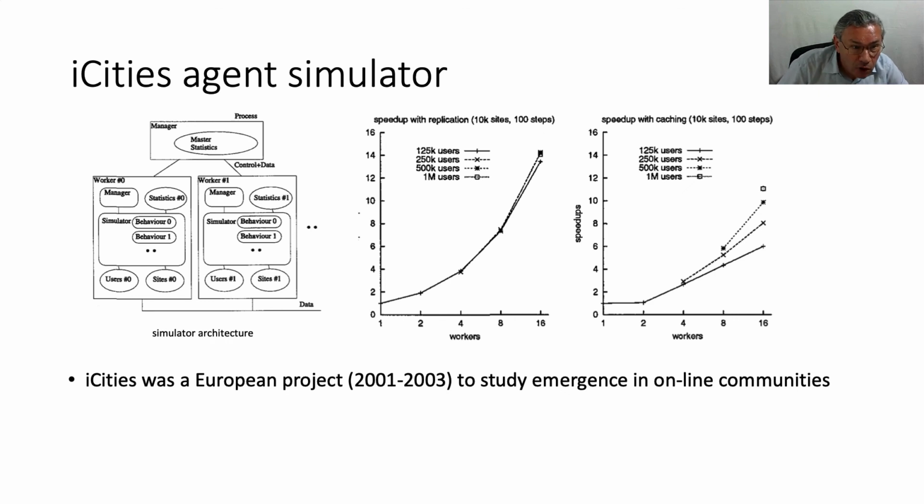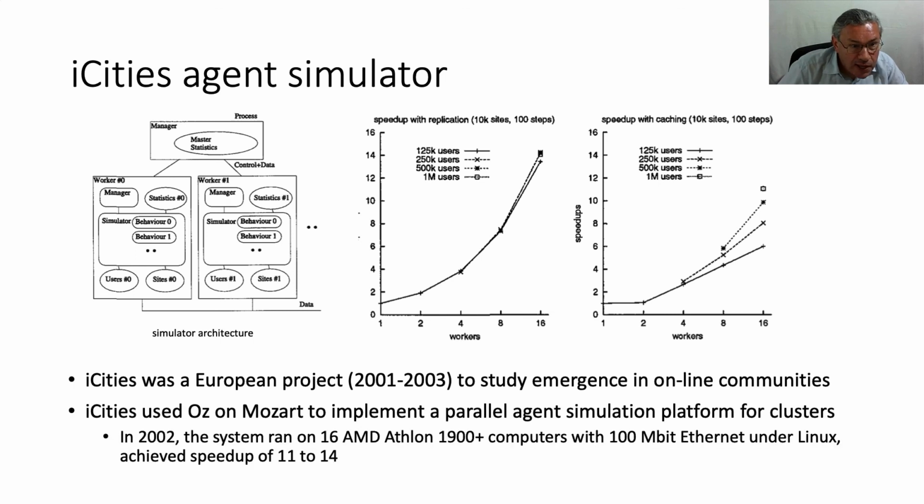iCities was a European project from 2001 to 2003 to study emergence in online communities. So it did very large, extremely concurrent simulations. It used Oz and Mozart to do these parallel agent simulations for clusters. In 2002, we were running it on 16 AMD Athlon computers with 100 megabit Ethernet, achieving a fairly good speedup. So this was state of the art at the time it was running.